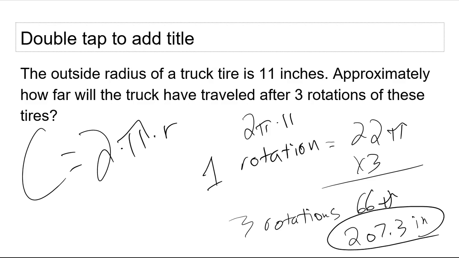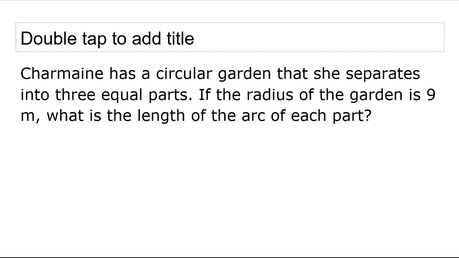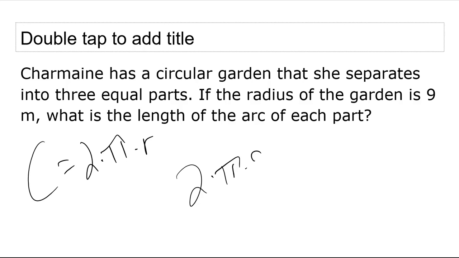There we go. It says Charmaine has a circular garden that she separates into 3 equal parts. If the radius of the garden is 9, what is the length of the arc in each piece? So let's first find circumference. It's 2 times pi times r. The radius is 9. So we take 2 times pi times 9. So that means it would be 18 pi.